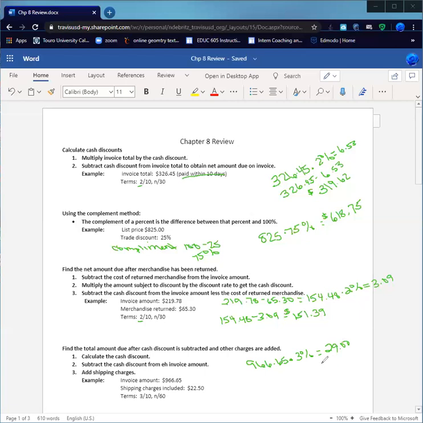Then I'm going to subtract the cash discount from the invoice amount. So then I'm going to take the $966.65, and I'm going to subtract the $29, which is going to give me $937.65.